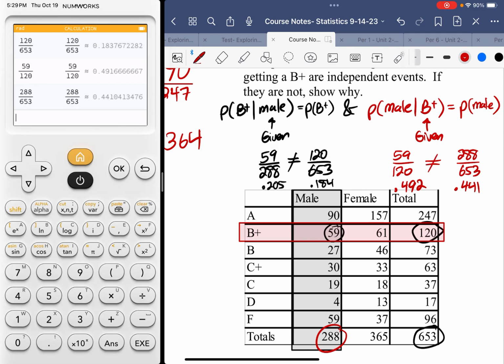Later on in the course, I'll show you how we can determine if this sample information can be used to project out onto the entire population. But until then, we'll just say, nope, they're not independent events. So they are dependent events.